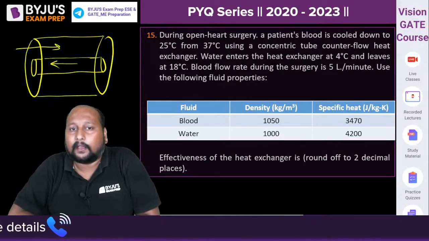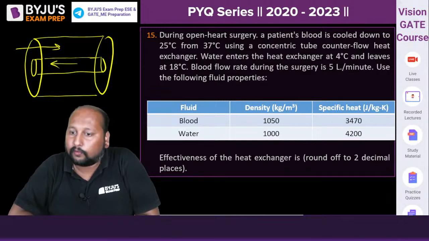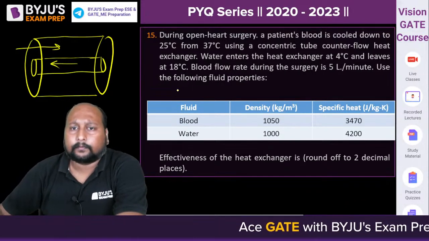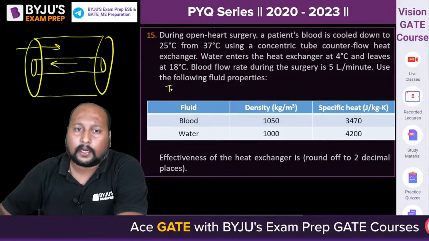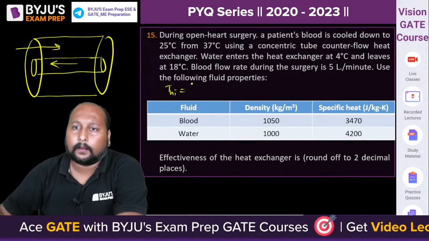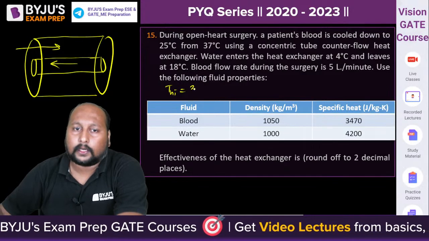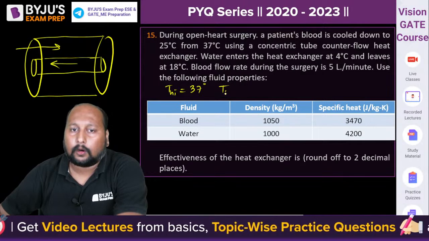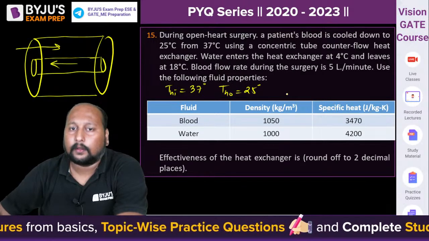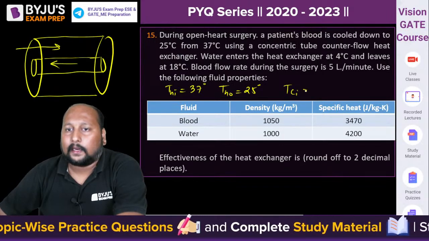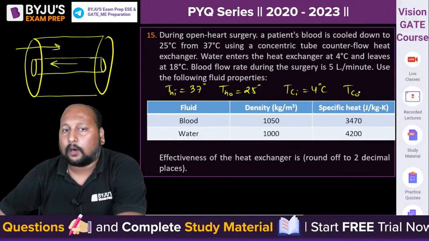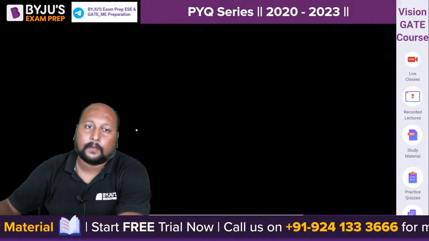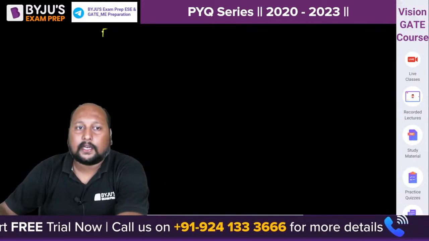Which fluid will be having the minimum heat capacity? Go for it. Using energy balance: the patient's blood is cooled down to, so we are having hot inlet equal to 37 and hot outlet equal to 25, right? The cold inlet is 4 degrees Celsius and cold outlet is 18 degrees Celsius. It's a counterflow heat exchanger, right?